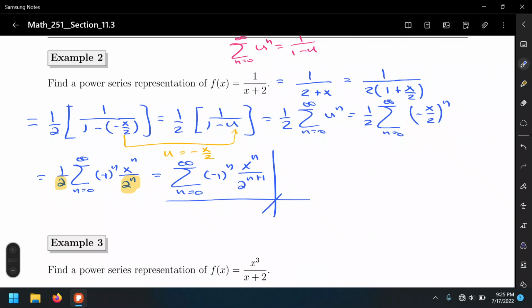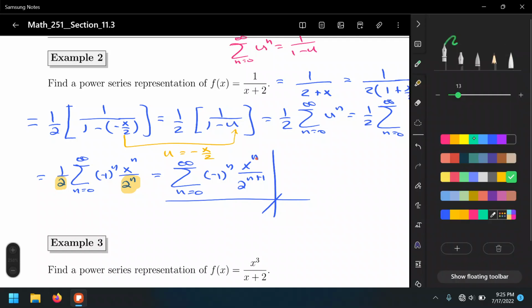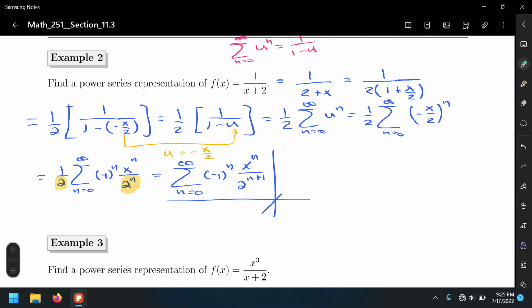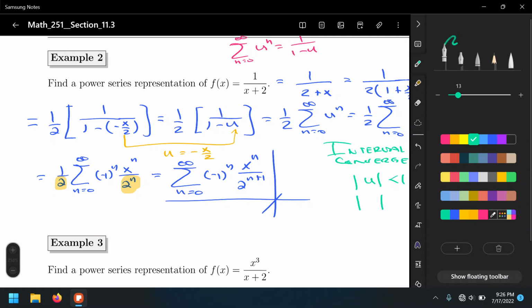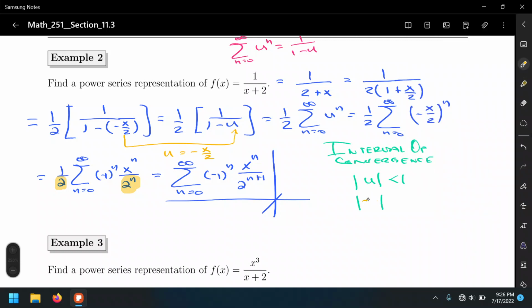They didn't ask us to do it, but of course I'm going to find the interval of convergence. In this case, that's the absolute value of u less than 1, and recall that u is negative x over 2. I'm going to go back to the same color just so you can relate.